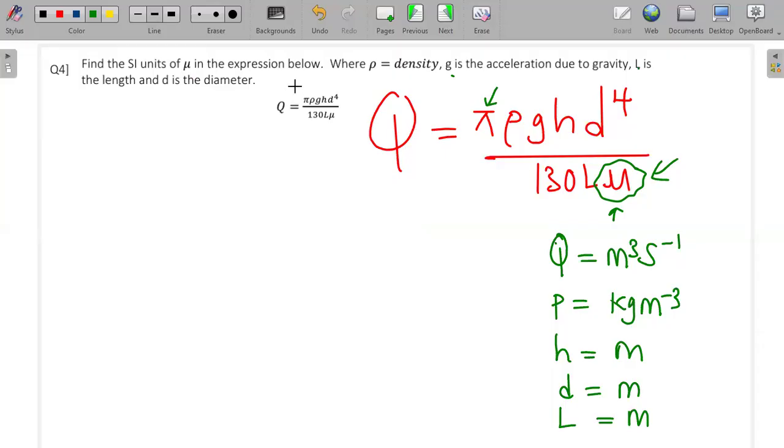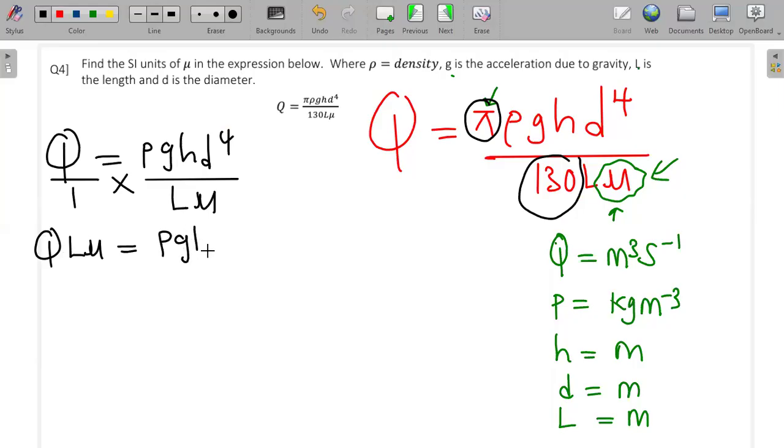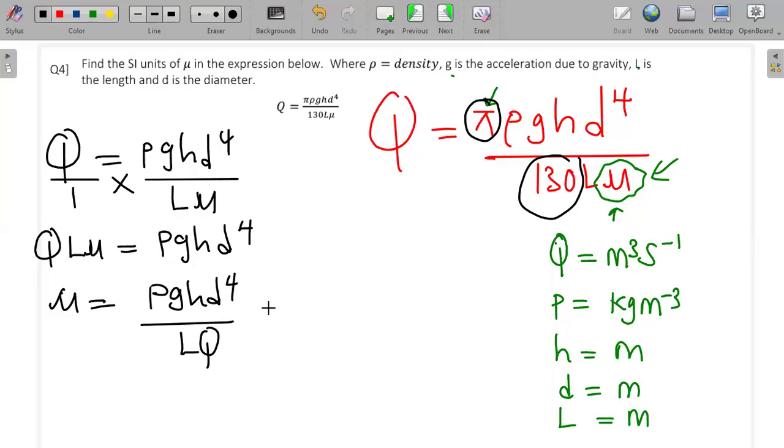Now, when you're finding units or base units in dimensional analysis, you always ignore the constants. So this pi here is a constant, so I ignore it. This 130 is a constant, so I ignore it. So I'll just have Q equals P G H D to the power 4 divided by L and then mu. From here I'll cross multiply. So it will be Q L mu equals P G H D^4. So meaning that mu will just be equal to P G H D^4 divided by L Q.